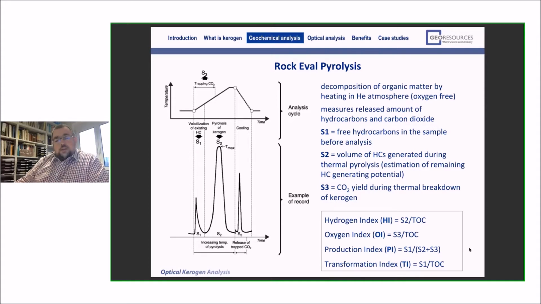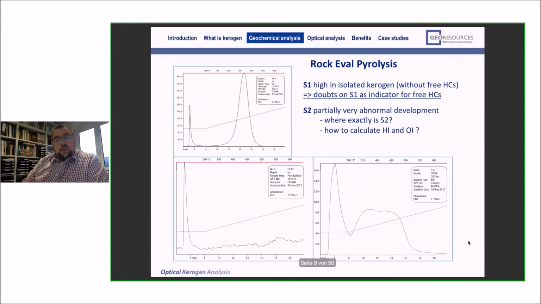So these are things that you all know and which are commonly used and seem to be quite simple and work well. But there are some points that we should look at a bit more carefully. Here I have 3 pyrograms from 3 samples. Here's a perfect sample up on the upper left with a nice S1 peak, a very nicely developed S2 peak, where we don't have any problems to calculate our parameters that we can afterwards use for kerogen interpretation.